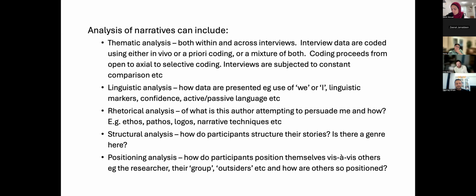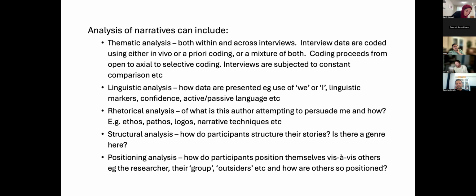Eakin says all stories are rhetorical. And it's good to bear in mind, even if you don't do rhetorical analysis, to ask the question of why is this person telling me this story at this point? They're telling me for a purpose. They want to present themselves in a certain way. They want to convince me of a certain thing. They want to present an identity, etc.